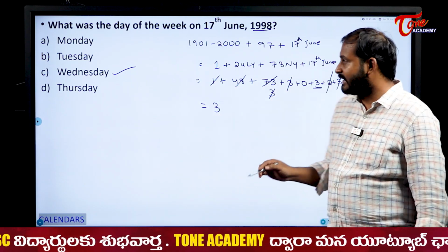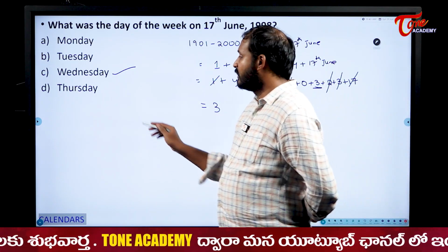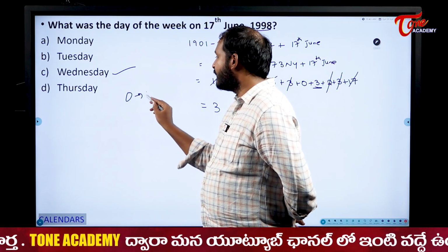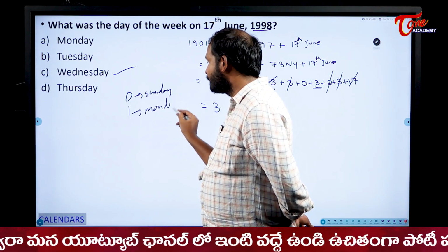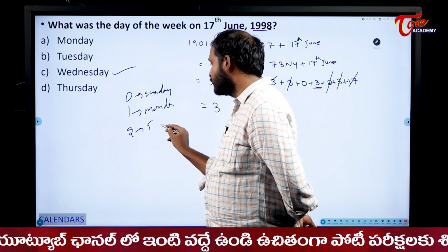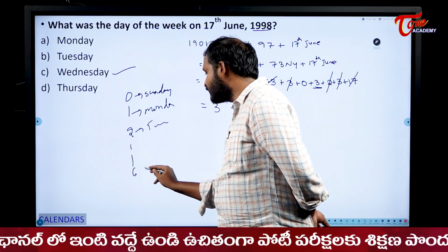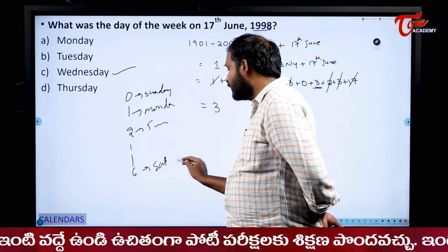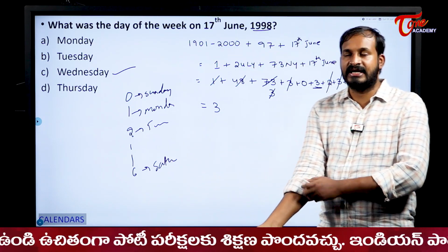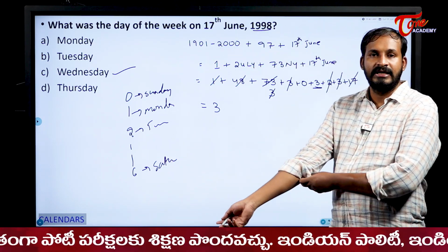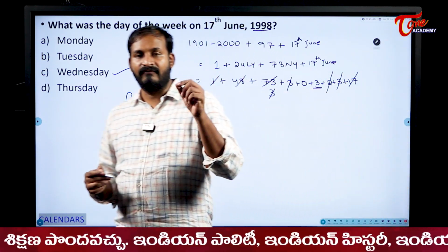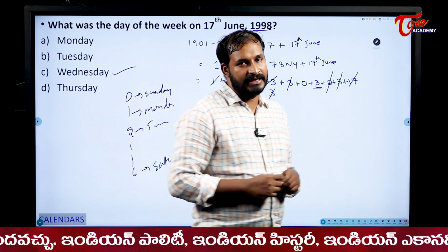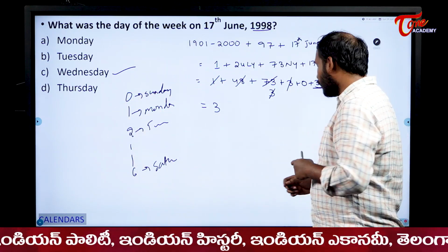We know that. See, day codes, students, we already know. 0 is for Sunday. 1 is for Monday. 2 is for Tuesday. And so on. 6 is for Saturday. Here we got our answer as 3. That is the reason we have written it very easily. Right? Understood? This is how we are going to find the day. What day will fall on what dates?